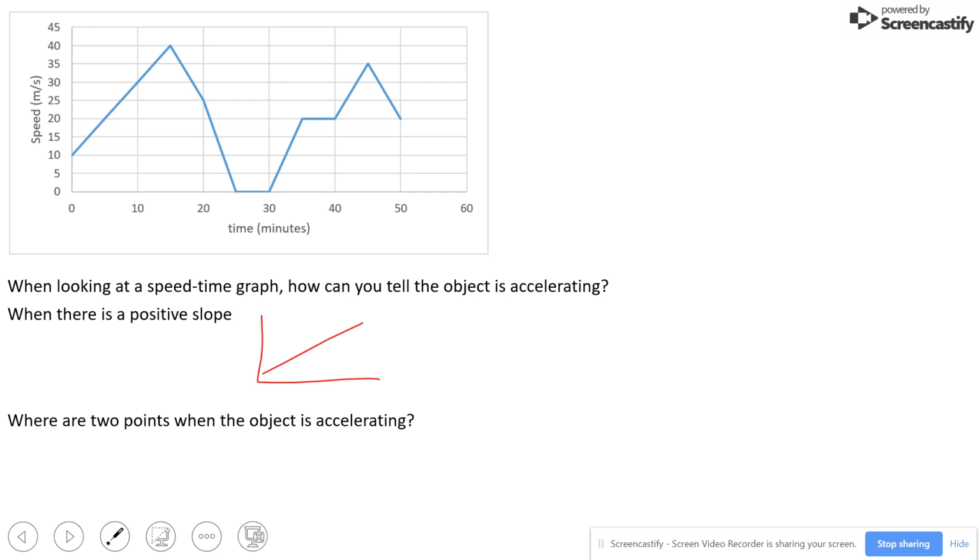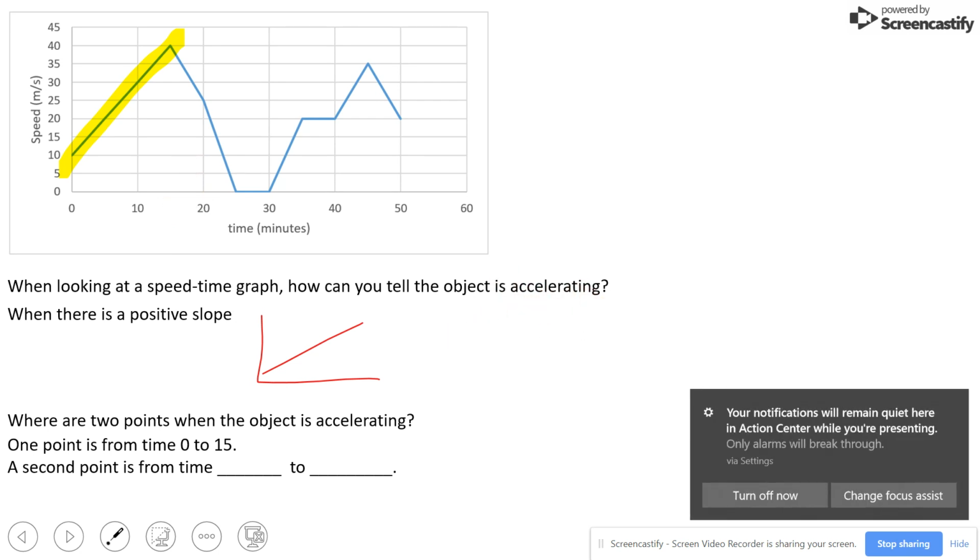So just looking at this graph, I can see 1, 2, 3 different points. I'm only going to point out 2. So one point is from time 0 to 15. So it's this line here that I've highlighted. So during this entire time interval, for that 15 minutes here, it's going to be accelerating. It's going to have a positive acceleration.